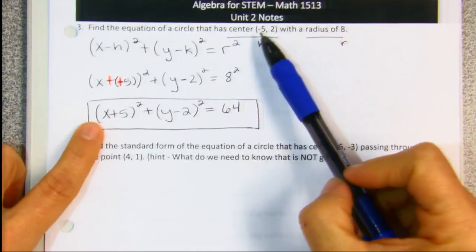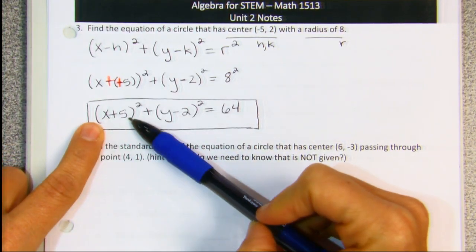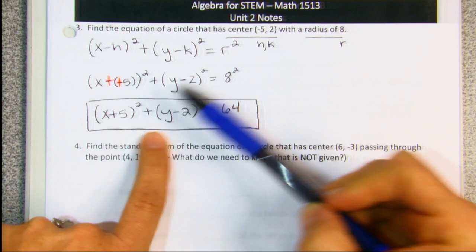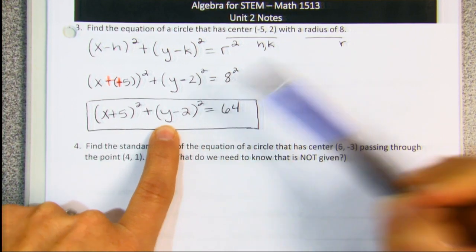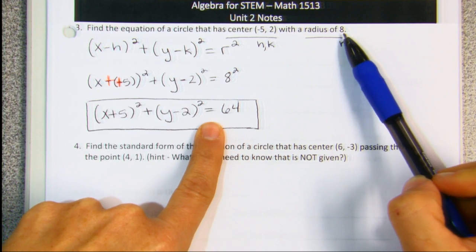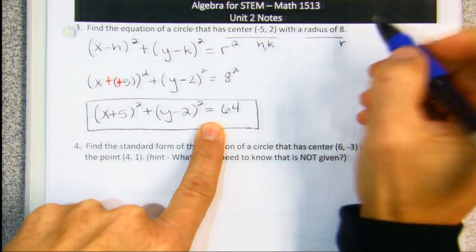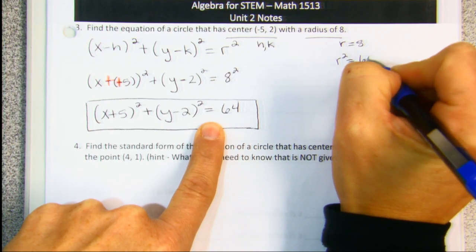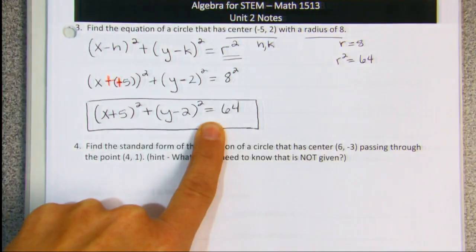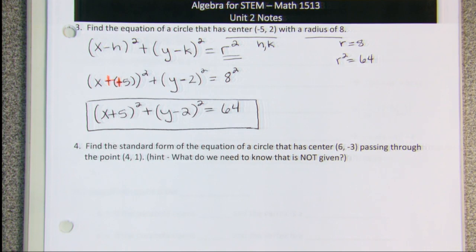But I could just say x, since that's a -5, plus 5 squared, plus y, since that's a +2, -2 squared. And then you know you need to square that number, because right now it's just representing r, and our formula represents r squared. Right there. So you just did it and undid it.